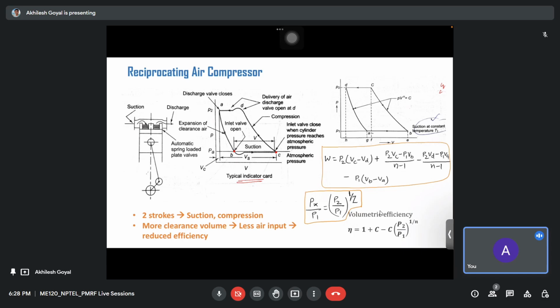So basically the reciprocating air compressors work in two strokes. The first one is the suction stroke, and the inlet of the air happens there only, and the second one is the compression stroke, and the discharge or delivery of the compressed air also happens during the compression stroke.